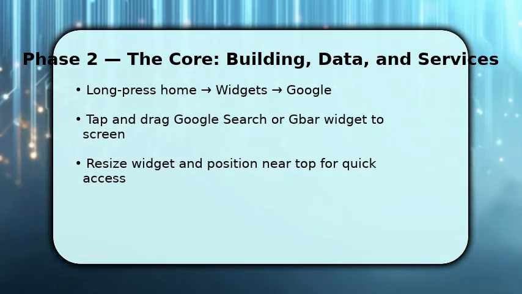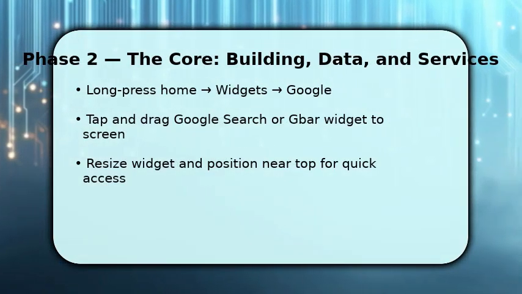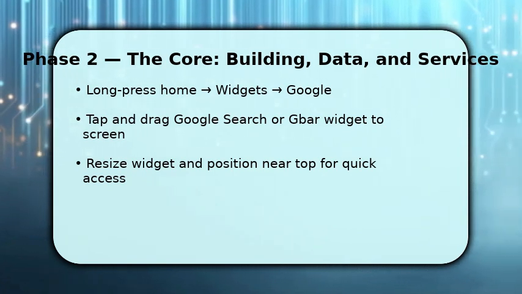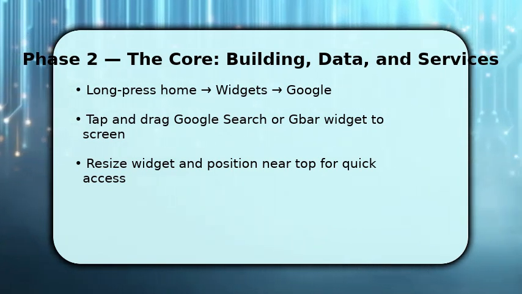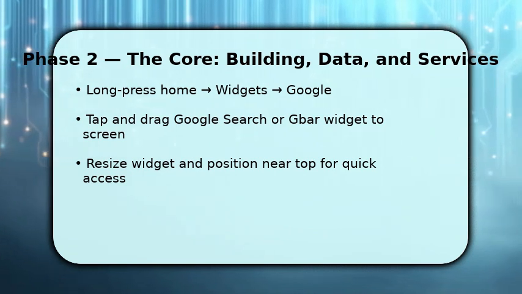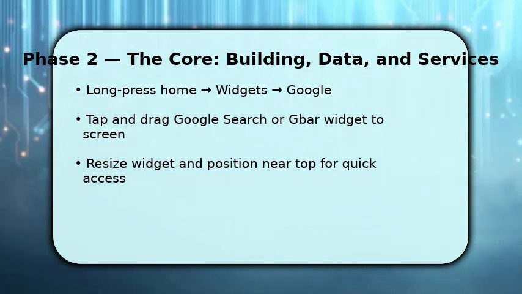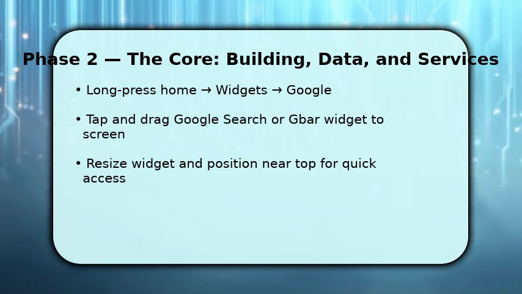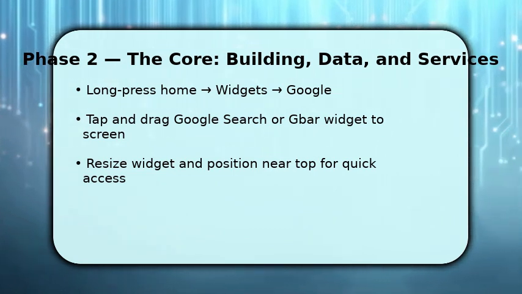You'll now add the widget. Long press the home screen, choose Widgets, then find the Google section. Tap and hold the search bar or G icon widget and drag it to the top of the home screen where it's most accessible. Once placed, release and then use the handles to resize so it fits edge to edge if you prefer. Make sure the widget snaps into place.